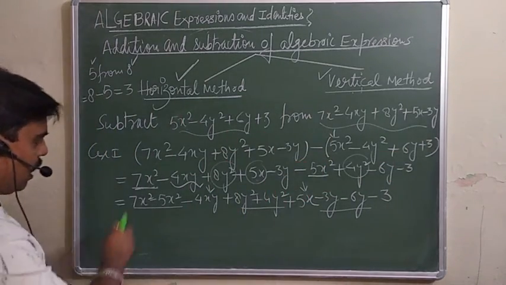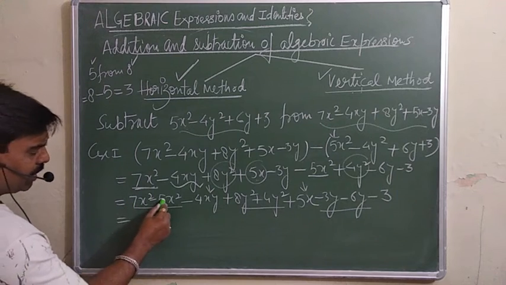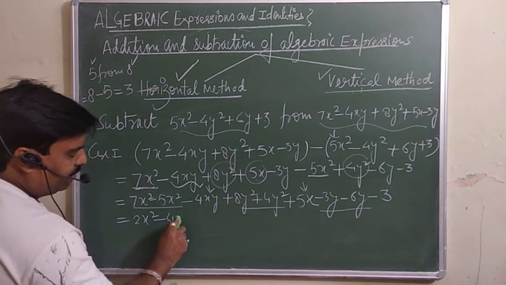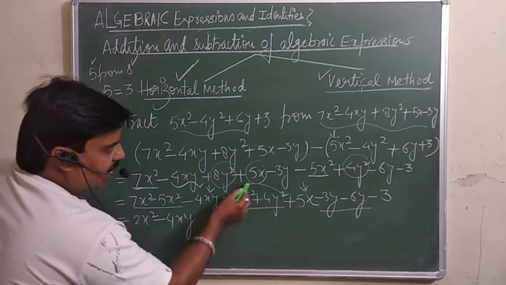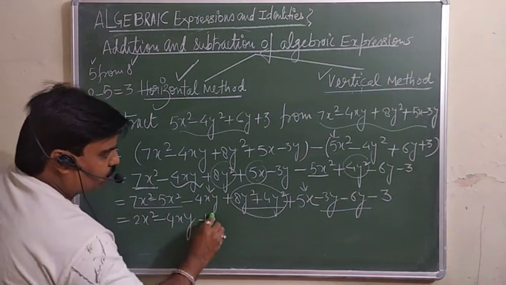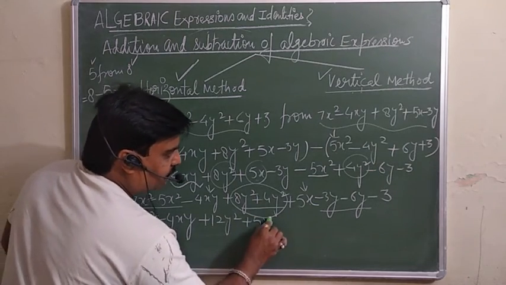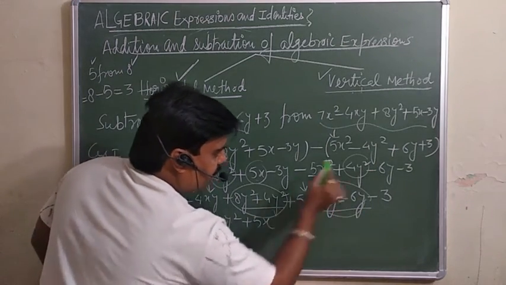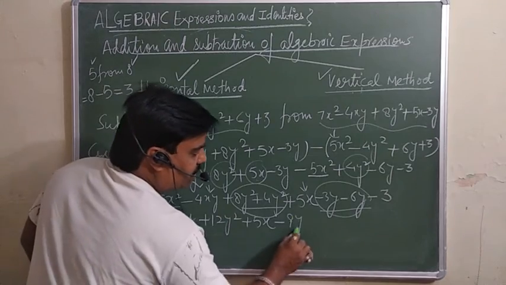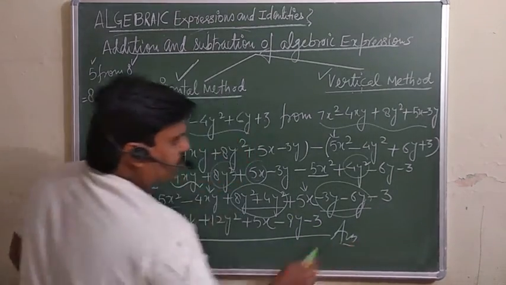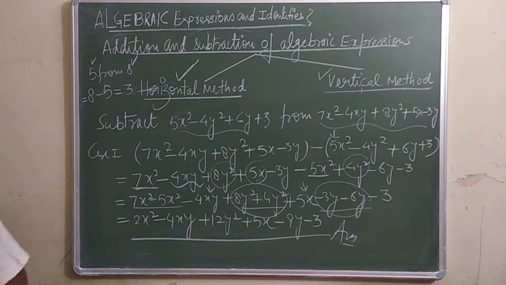Now simply you can do 7 minus 5, 2x square. This is minus 4xy, which will remain as it is. This is 8y square and plus 4y square, that is 12y square. Here 5x will remain as it is. Minus 3y and minus 6y, so minus 9y, and minus 3 is there. And this is your answer. This is your answer. Have a look.